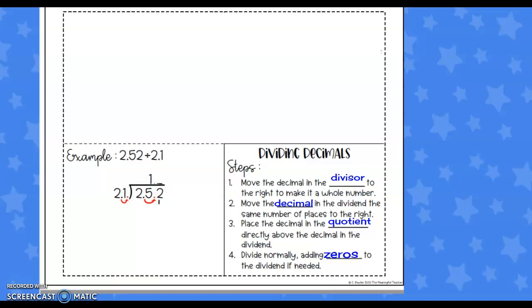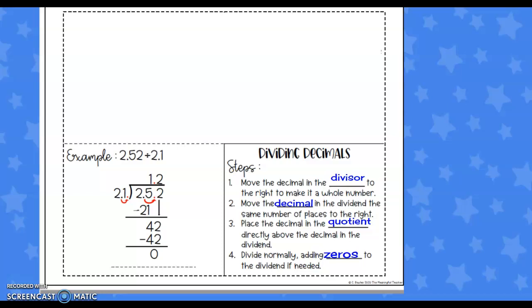1 times 21 is 21. When we subtract 25 minus 21, we end up with a remainder of 4. Now we're going to bring down our 2. 21 goes into 42 2 times. 42 minus 42 is going to give us 0.